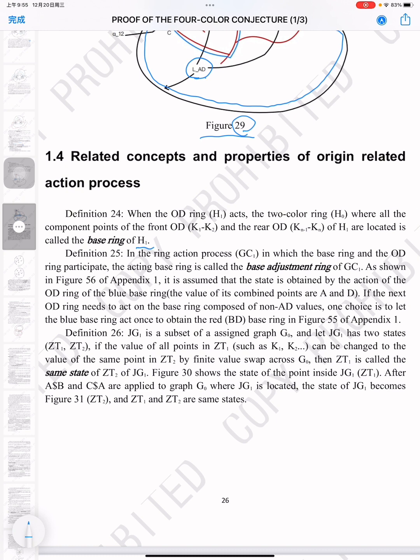Definition 26. GG1 is a subset of an assigned graph G0, and GG1 has two states, ZT1 and ZT2. If the values of all points in ZT1, such as K1, K2, and so on, can be changed to the values of the same points in ZT2 by a finite number of value swaps across G1, then ZT1 is called the same state as ZT2 of GD1. Figure 30 shows the state of the points inside GD1, ZT1. After AB swap and CA swap are applied to graph G0, where GD1 is located, the state of GD1 becomes figure 31, ZT2, and ZT1 and ZT2 are the same states.